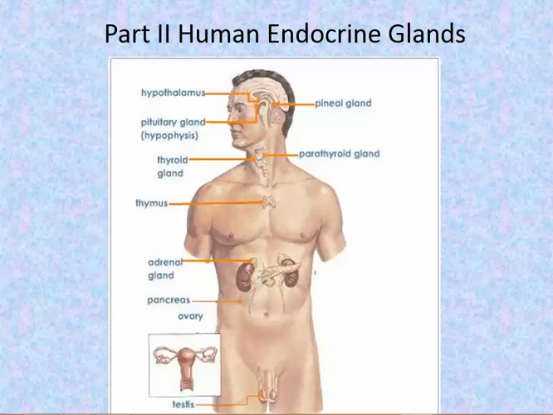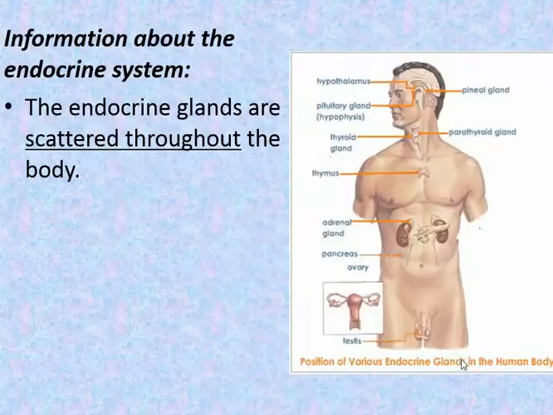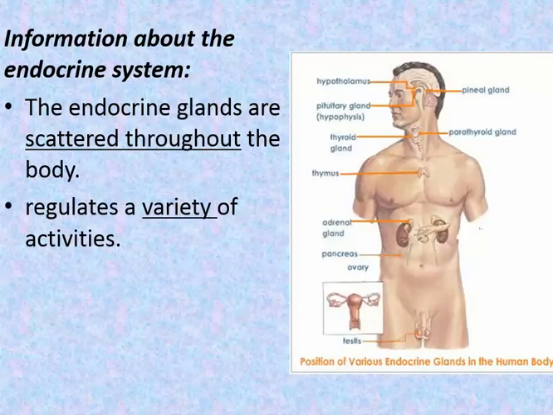Okay, here's part 2 of the endocrine system, and we'll be looking at human endocrine glands. The endocrine glands obviously are scattered throughout the body, and they regulate a variety of activities. And we're getting ready to talk about some of those in a few seconds.